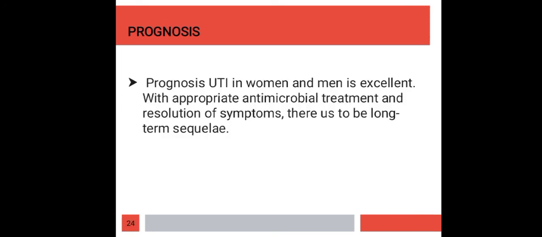Prognosis. The prognosis of urinary tract infection in women and men is excellent. With appropriate antimicrobial treatment and resolution of symptoms, there are no long-term sequelae.